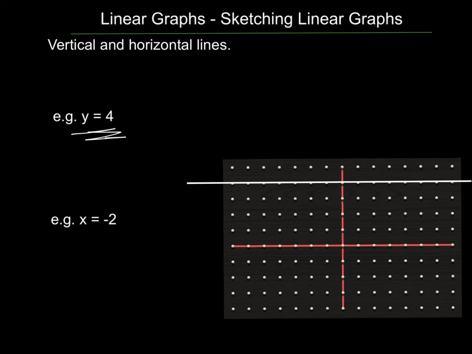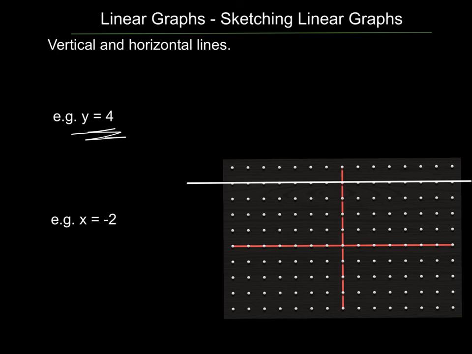So for this graph here, the y value is always 4, no matter what the x value is. y equals 4 is a horizontal line. x equals -2 is a vertical line, and the vertical line is at the point x equals -2, because x is always -2, doesn't matter what y is.